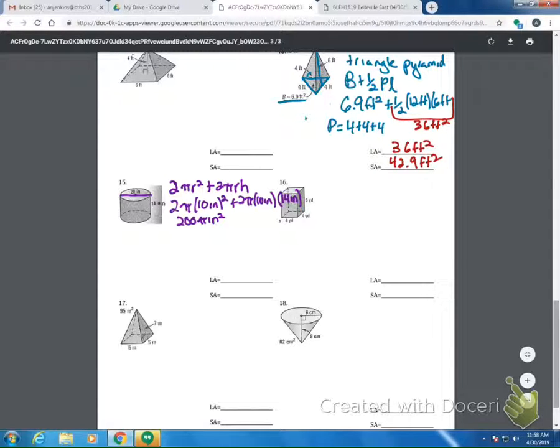And then you have 14 times 10 times 2. 280. 280 pi inches squared. Okay, so 200 plus 280. 480. Yep, exactly right. So now we're going to Jeremy.